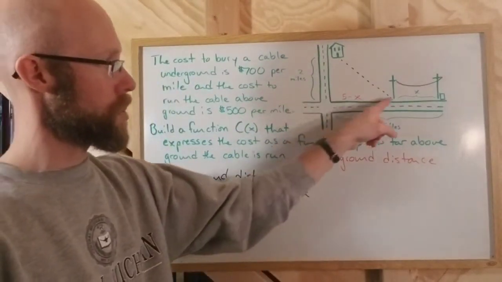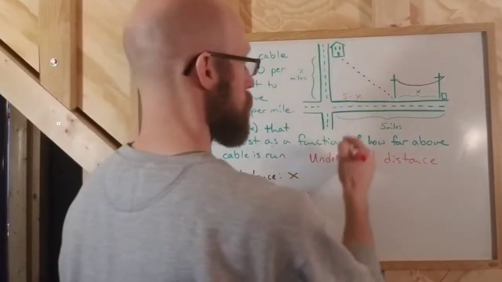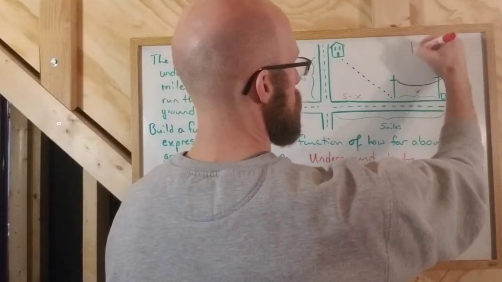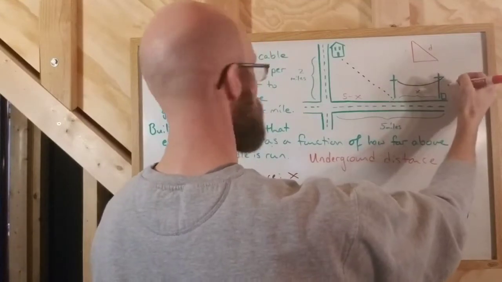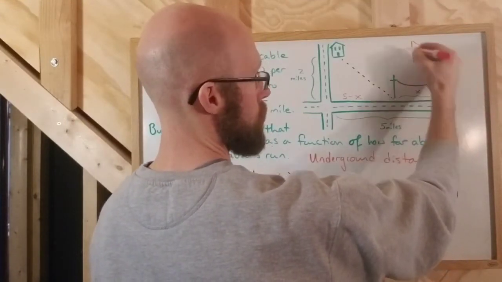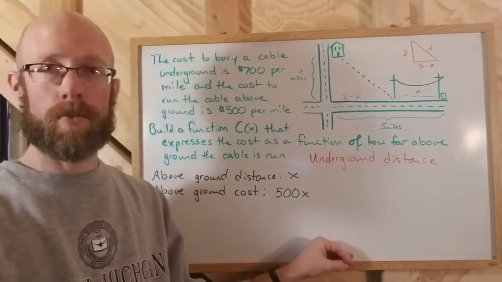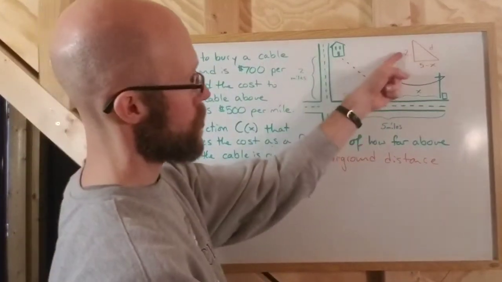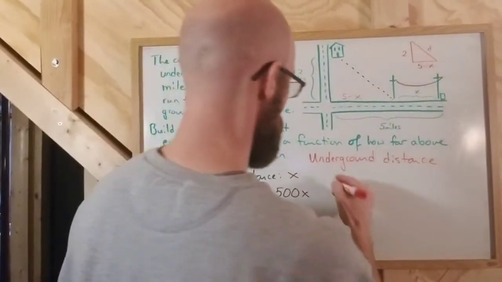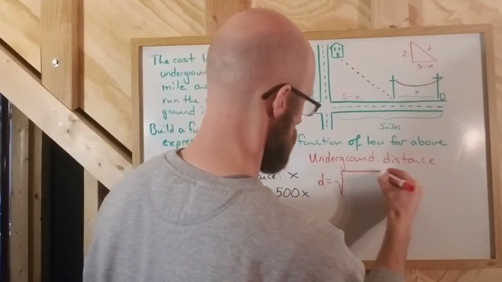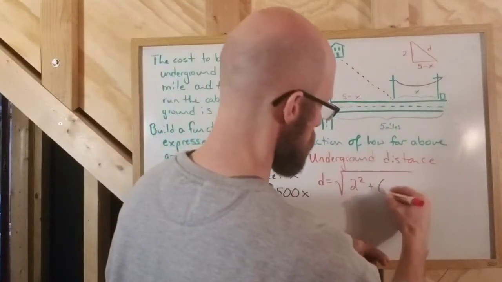That's the distance from the intersection over to where the cable turns underground. So the sides of the triangle, if you were just to separate that triangle off, you would see that the underground distance is found using the two legs, 2 miles and 5 minus x. So we could use the Pythagorean theorem. We take the square of each of those legs, add them together, and take the square root. So the distance is the square root of 2 squared plus (5 minus x) squared.